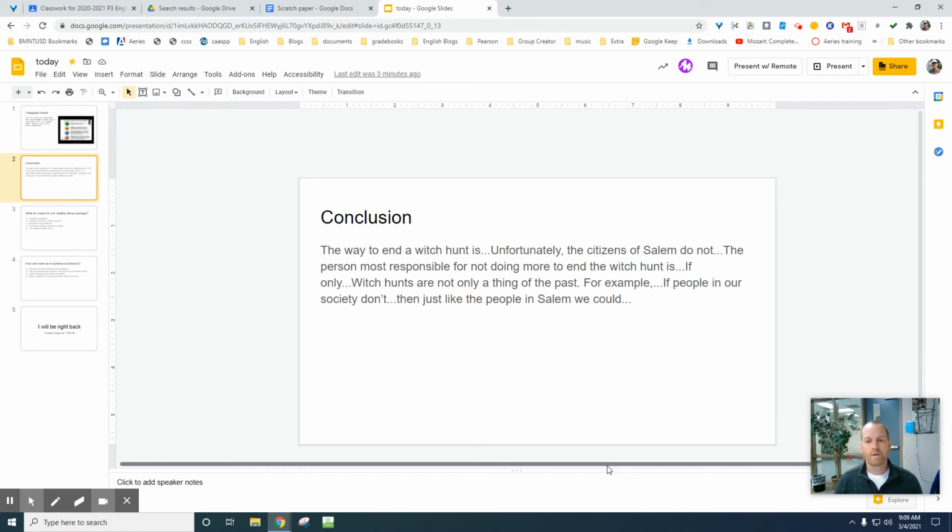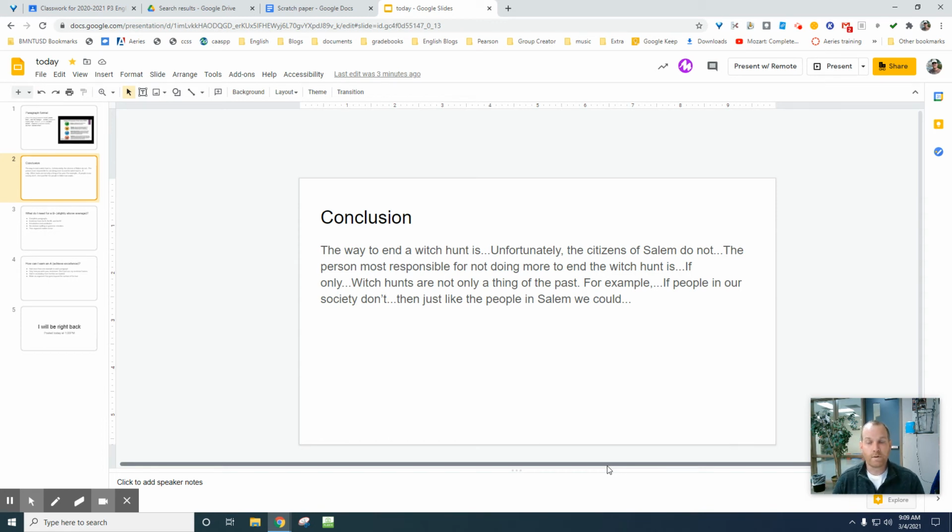Witch hunts are not only a thing of the past. For example, give an example of maybe where you see witch hunts happening today, right? Even though it may not be about witches, there's times when we hunt down people, right? We try to cancel them, we try to ostracize them, separate them out, and make them feel like they are evil, like people do in the play.